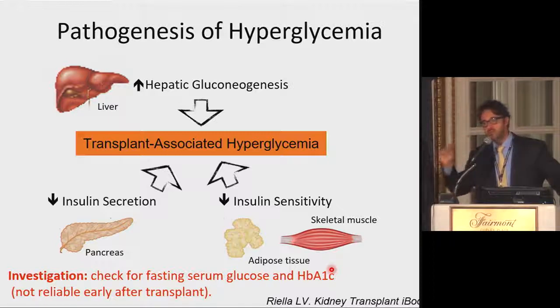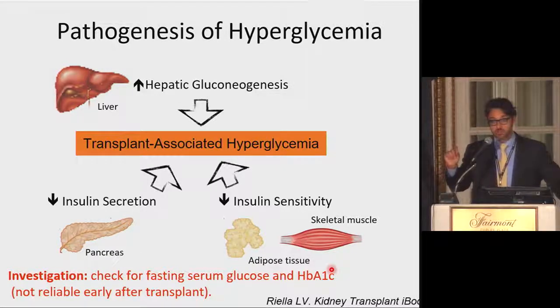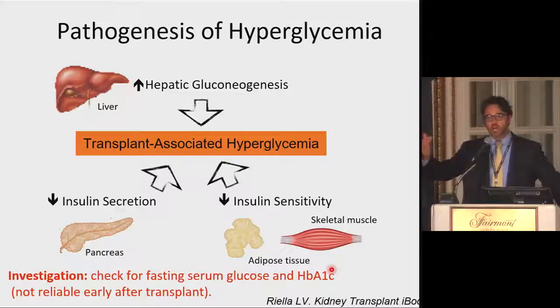The last thing I want to point out is that hemoglobin A1C is not a good marker to be used early after transplantation, because your hemoglobin is changing. Your EPO production is much higher from the graft, so the amount and the stability are affected.